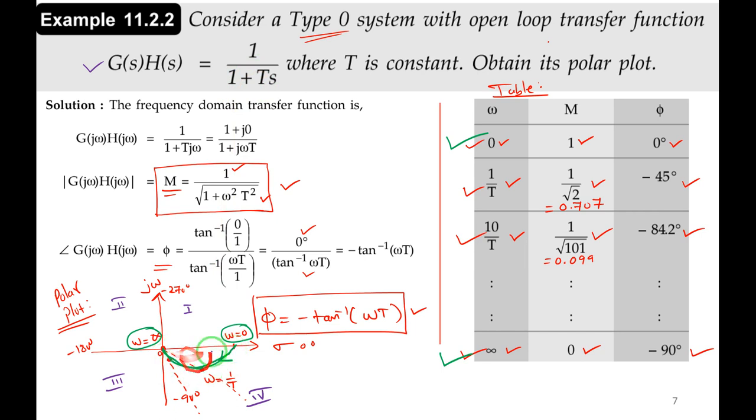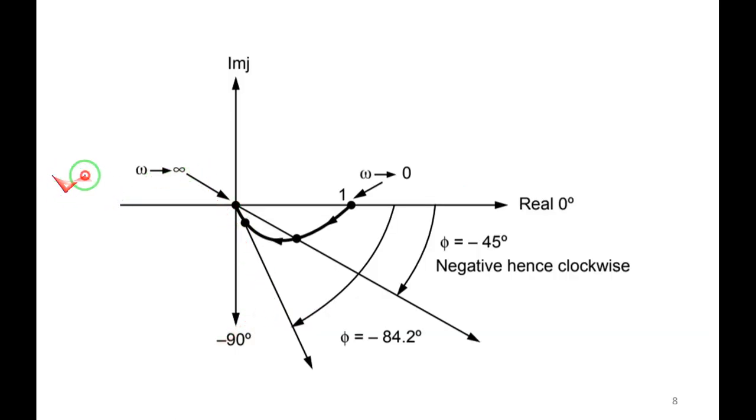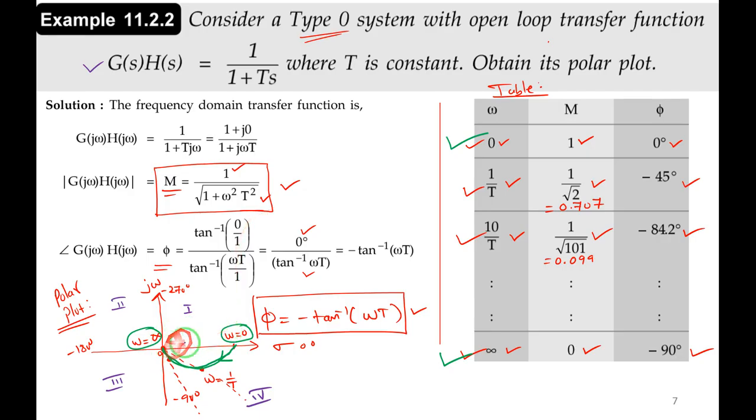This is the shape. Please try to remember. Why, I will tell you later. In the next slide, the same polar plot has been given here. They have marked it here. This is the polar plot from here to here, whatever I have drawn here. So I will not explain it, because I have already drawn it here.